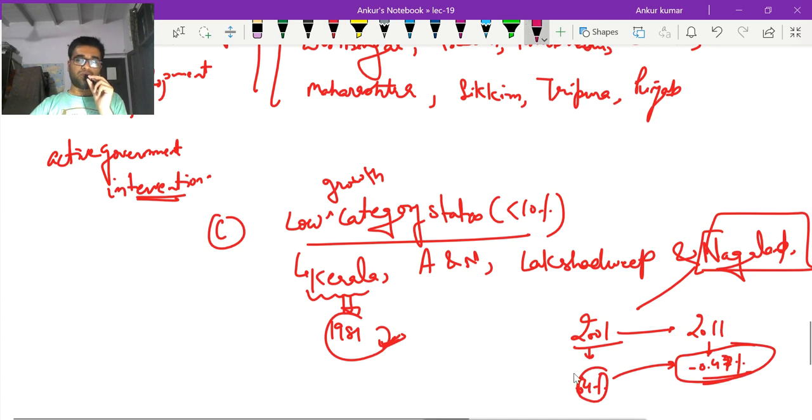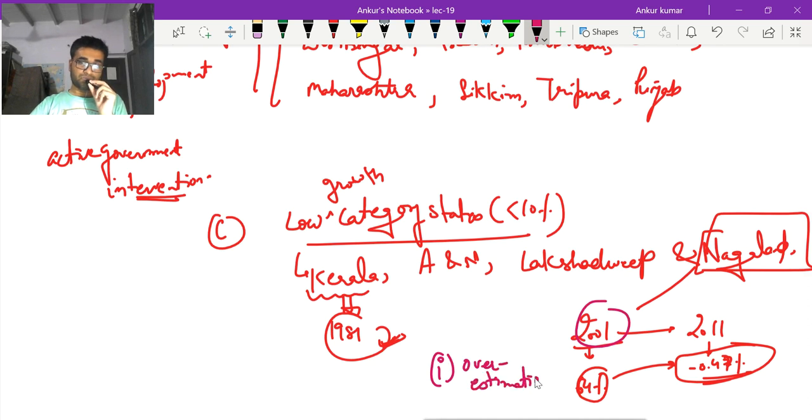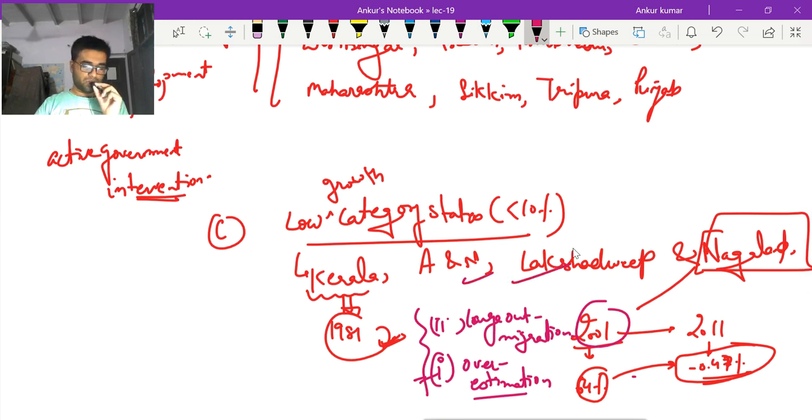And the reason given for this mismatch was, number one, that in 2001 there was overestimation, which was corrected in the 2011 census. And the reason number two that was given, that large out migration happened out of the state. Okay, these were the two reasons basically given for this kind of mismatch or peculiar situation in case of Nagaland, and the same happened in case of Andaman Nicobar and Lakshadweep.